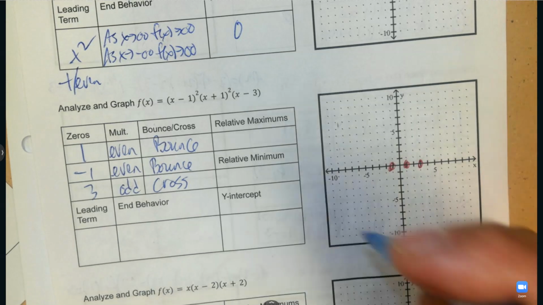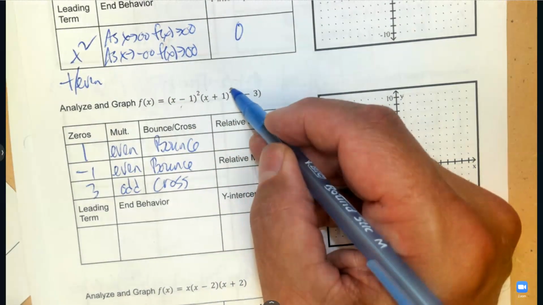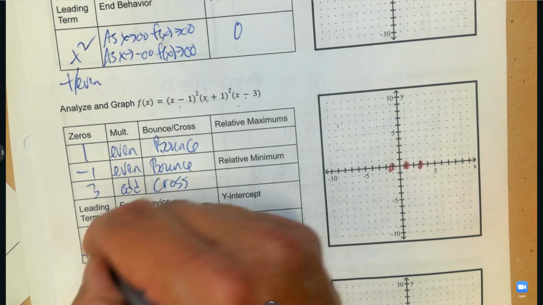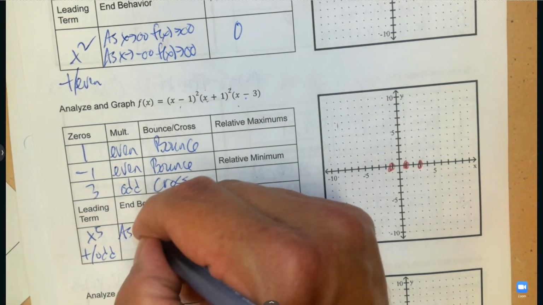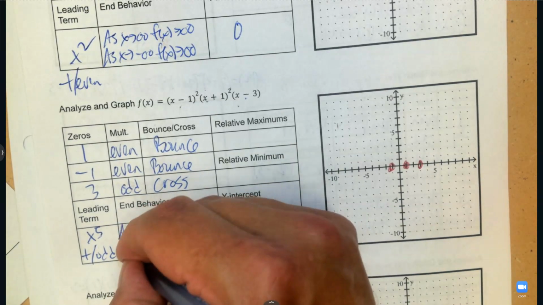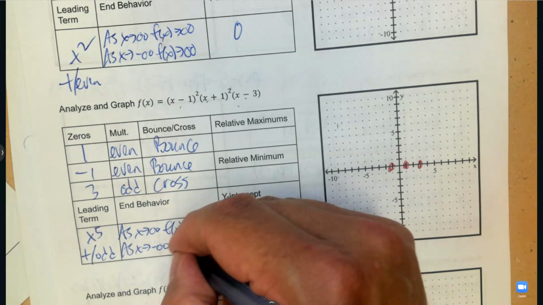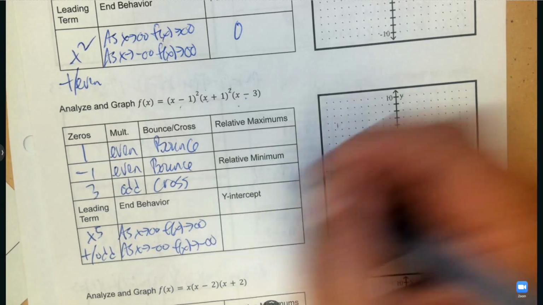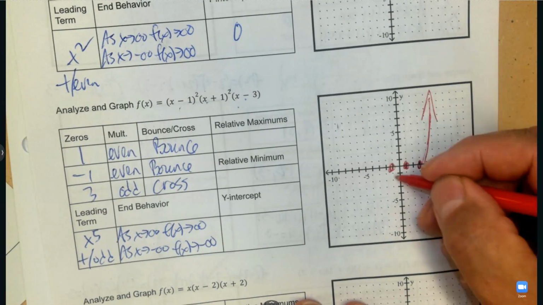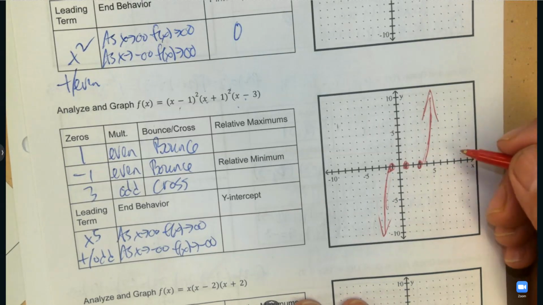Now the end behavior. So x squared, x, add across, and it's x to the 5. It's positive and odd. So the right end goes up. The left goes down. So this one goes up. This one goes down. Now we've got to fill in.